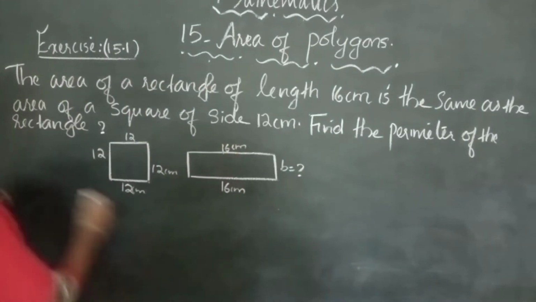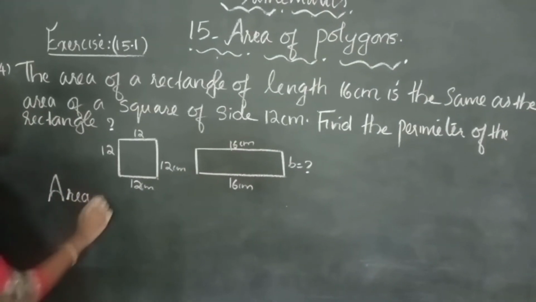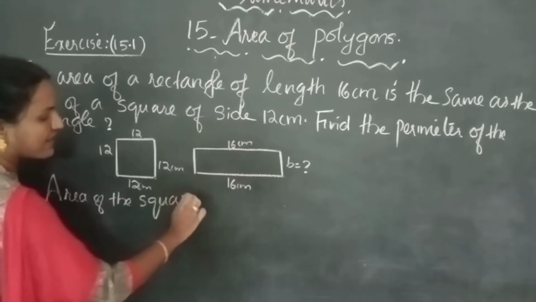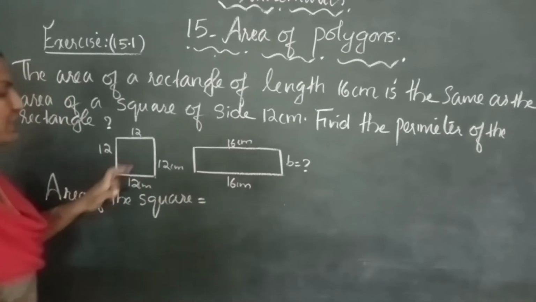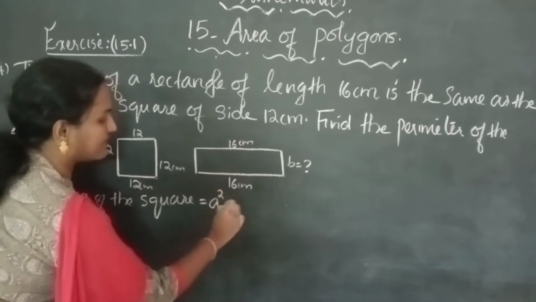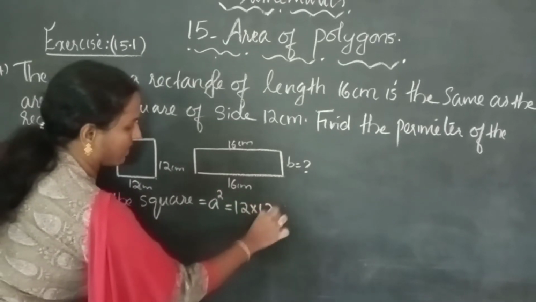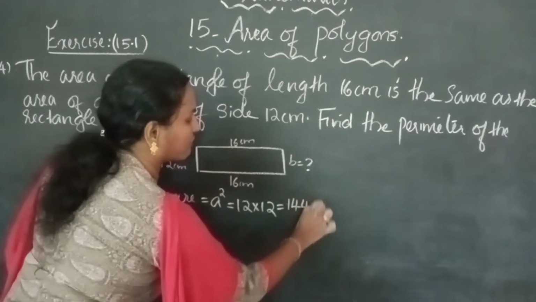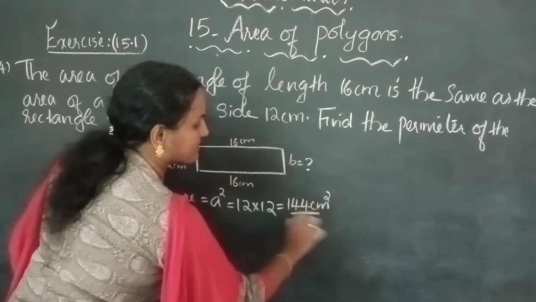Okay. So first, the area of the square. The area of the square is side into side. Area of the square is equal to 12 into 12. 12 into 12 is 144. So 144 centimeter square.